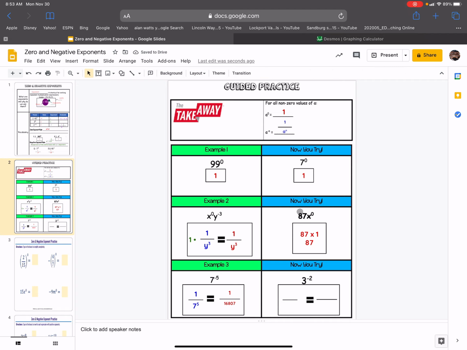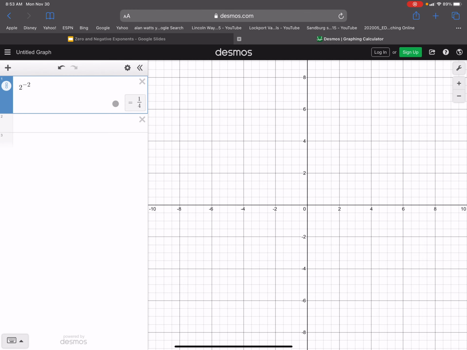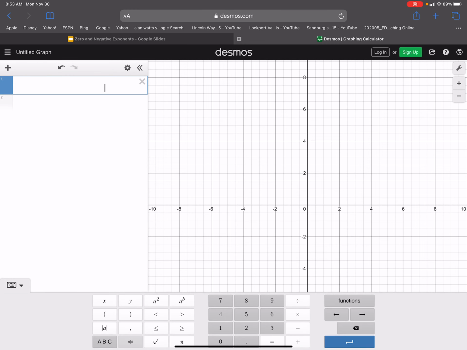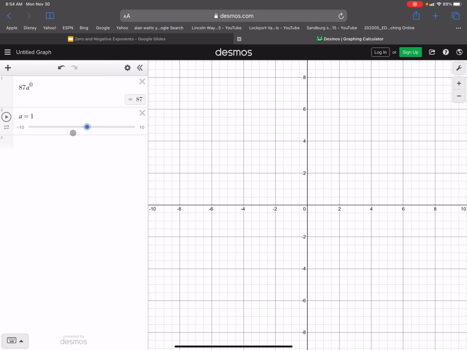So again, it's that 0 is only held to that x. And so that becomes 1. And so it's going to be 87 times 1, which is 87. And we can also put that in here and get the same answer. So 87x to the 0 power. Well, we're going to have to use a different variable. Let's use a. It's going to want us to 0. But anyways, so this example will not work in Desmos. Oh, no, it does. It does. And so the answer is 87. There we go. So it does work.